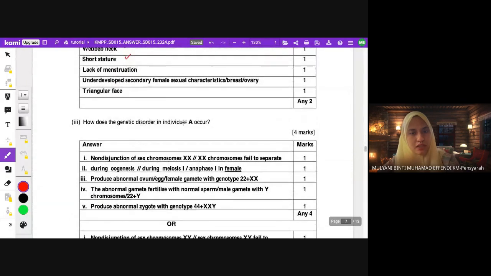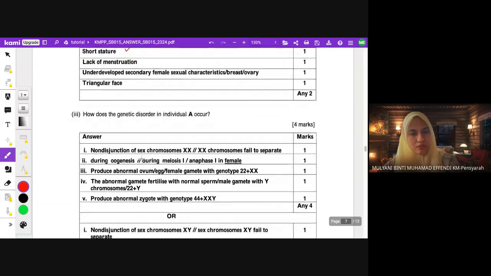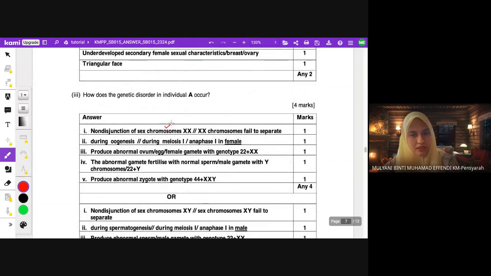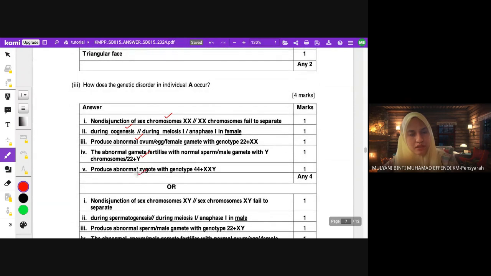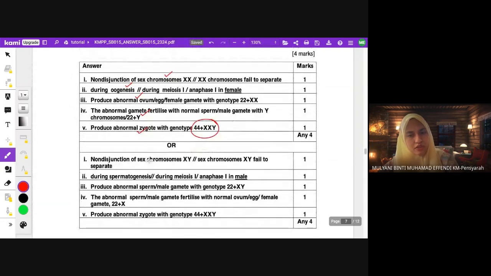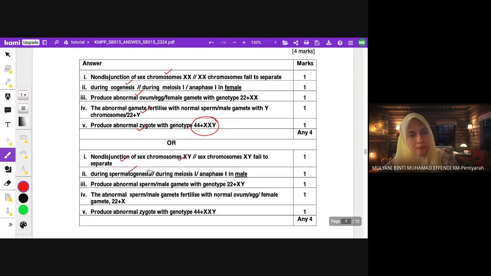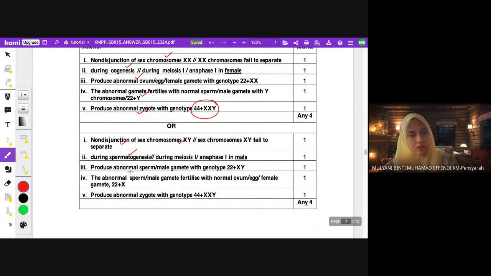So how does the genetic disorder in individual A occur? So because of non-disjunction of chromosome XX, and then during oogenesis kena sebut, so produces abnormal egg, okay, and when fertilized with a normal gamete sperm akan menghasilkan abnormal zygote with extra X chromosome. Ataupun kamu cerita non-disjunction of chromosome XY, okay, fail to separate. So during spermatogenesis pula tadi, during oogenesis, so bergantung pada punya penceritaan. Okay, and produces abnormal sperm, dan bila fertilized with normal gamete, okay, yang membawa X chromosome, so dia akan hasilkan abnormal zygote with an extra X chromosome.